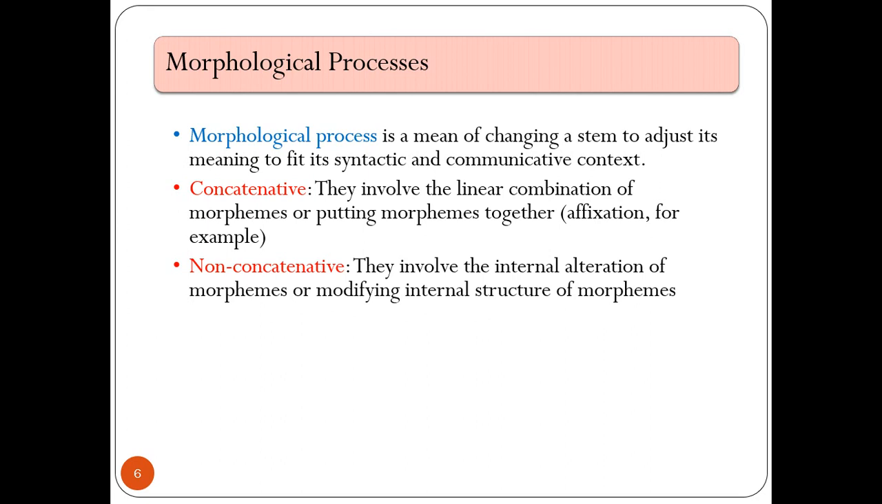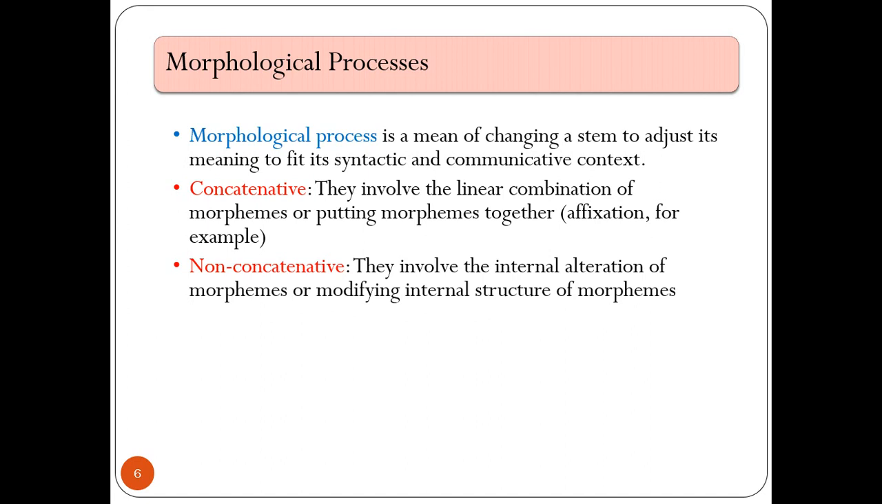So in affixation we have a linear combination of morphemes. We combine or put morphemes together, and that's what we have. This kind of process is known as concatenative. Today we call them concatenative processes. This is a process, because in IP this is also a process of addition. So this is one process.